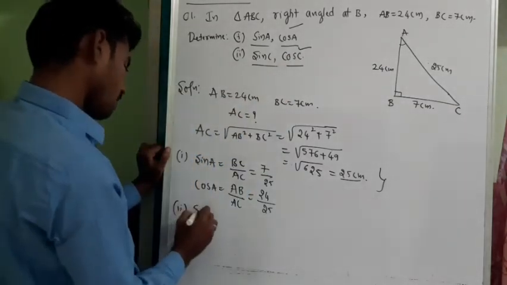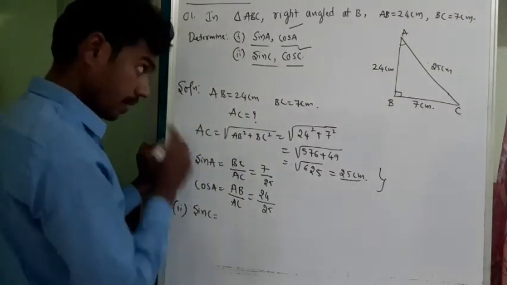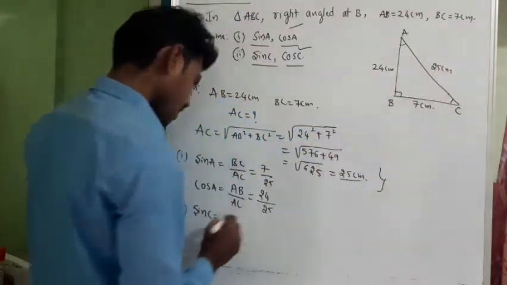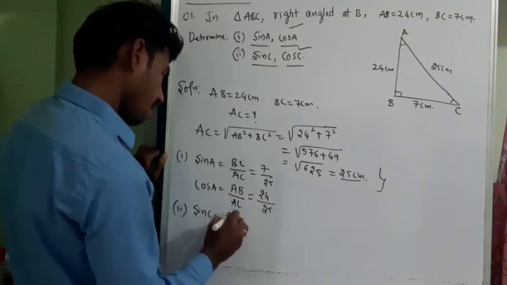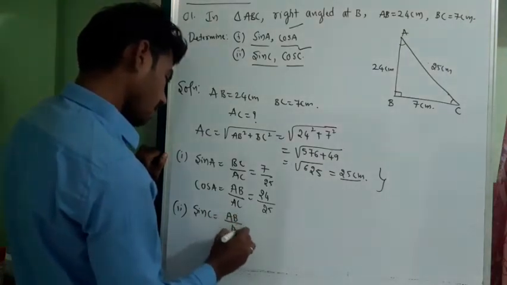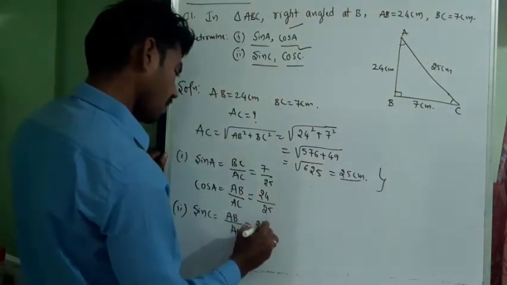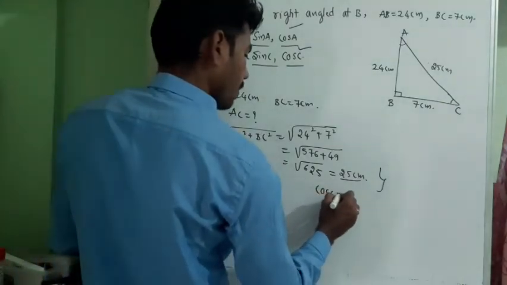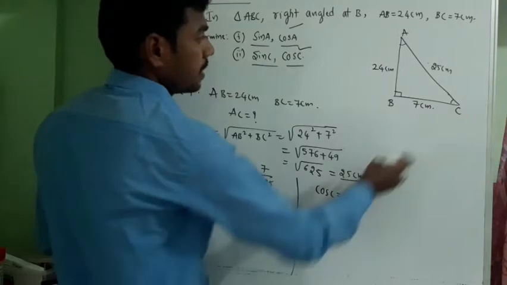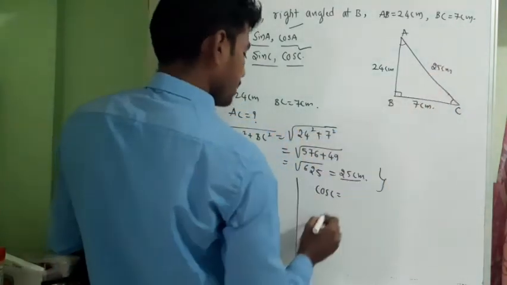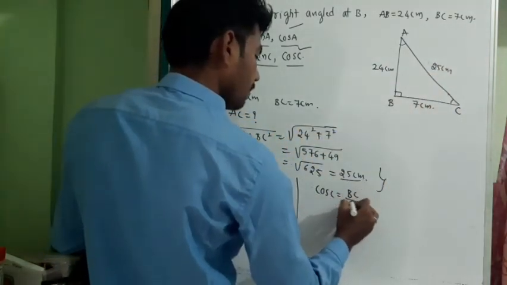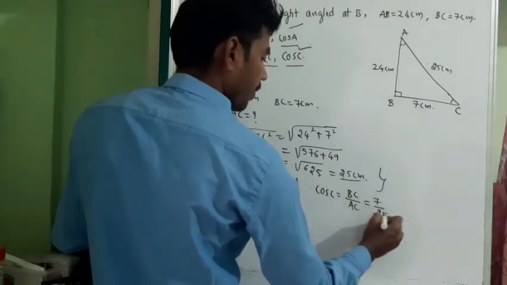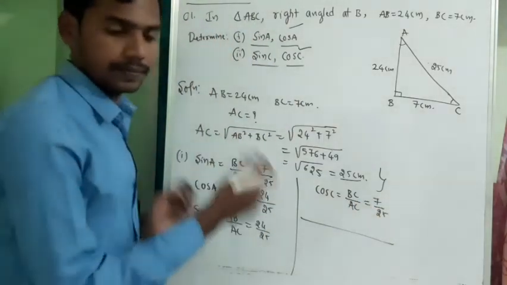Next, in the second part, sin C, cos C. Sin C is equal to, where is C? Sin C means opposite by hypotenuse, that is AB by AC, which is equal to 24 divided by 25. Next, cos C. Cos C is adjacent by hypotenuse, that is BC by AC, which is equal to 7 divided by 25. Please note this down.